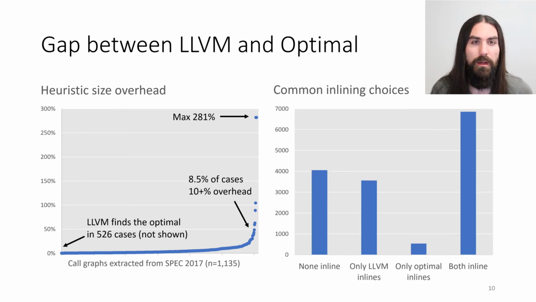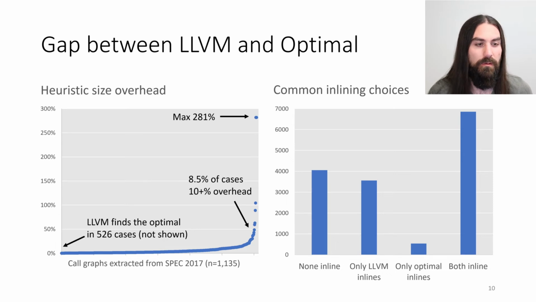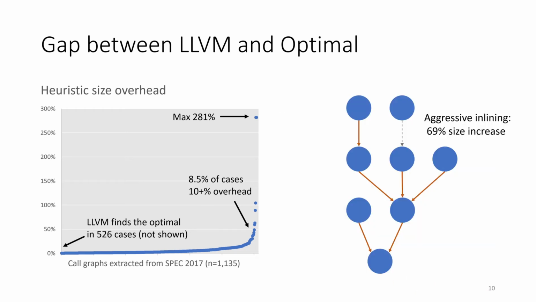Out of the around 15,000 inlining decisions that are included in the files that we evaluated, in around 2/3 of the cases, LLVM and optimal inlining agree. So either they both do not inline or they both inline, whereas for a few cases, LLVM was too conservative.